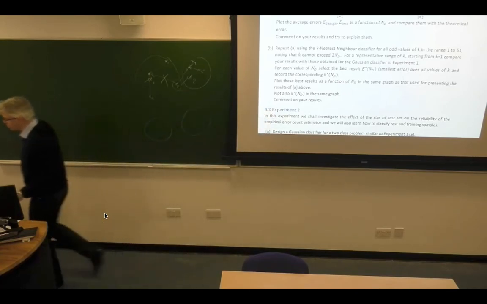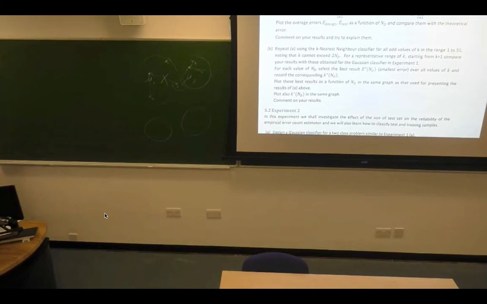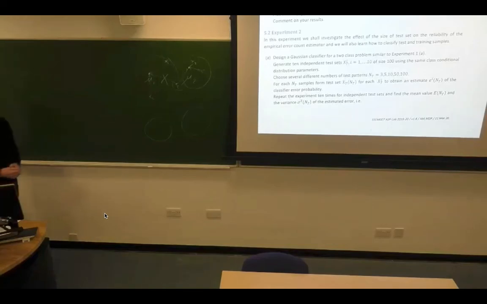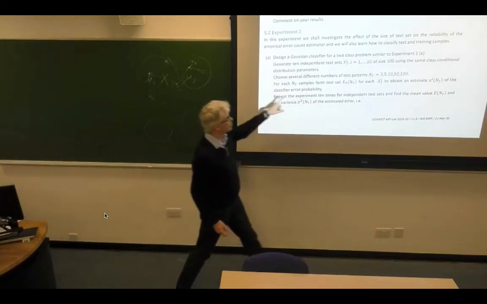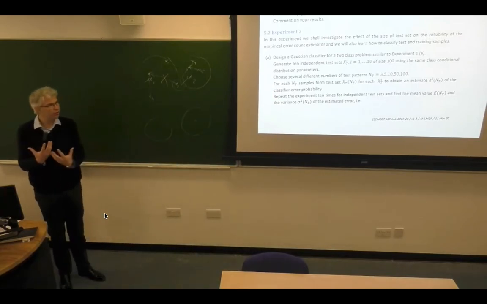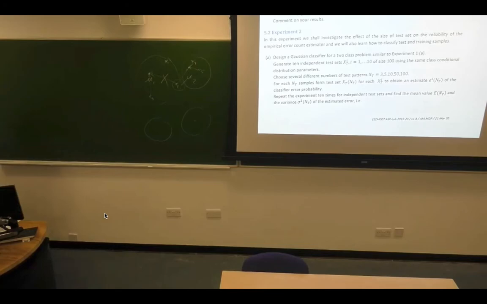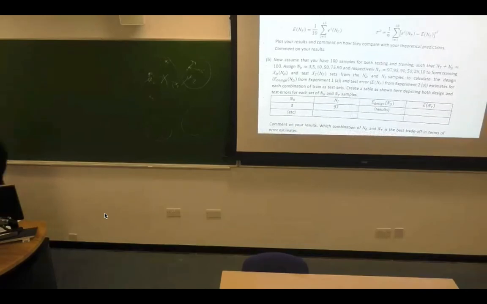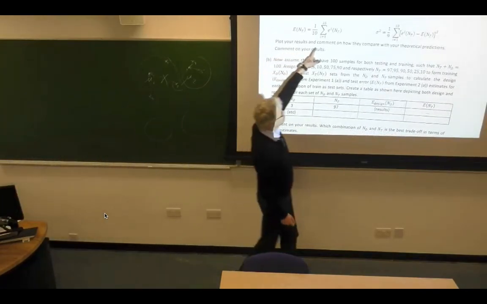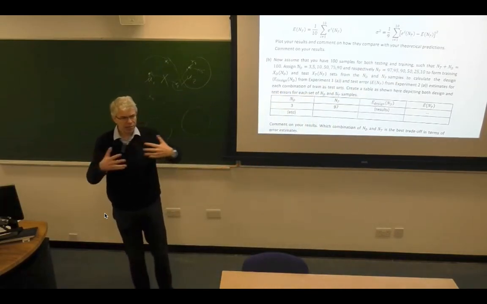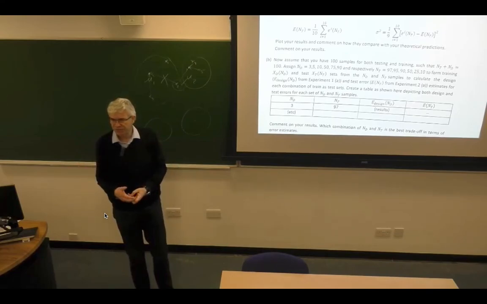But if you want to go on to experiment 2, this one is about checking the test set reliability. With experiment 2, this time we choose different sizes of test set and see how accurate the test set is as an estimator of the error. In particular, we want to look at the expected value and the variance of different test sets.